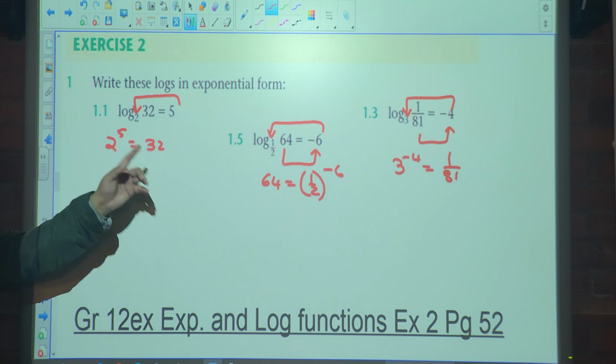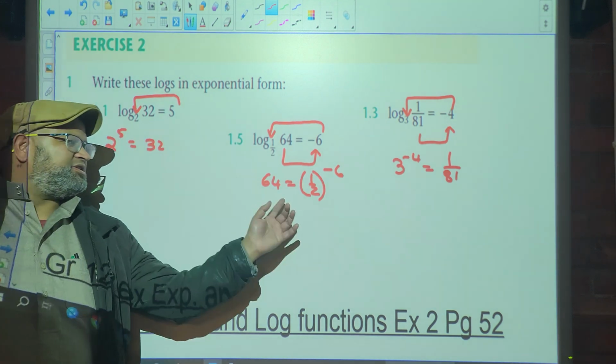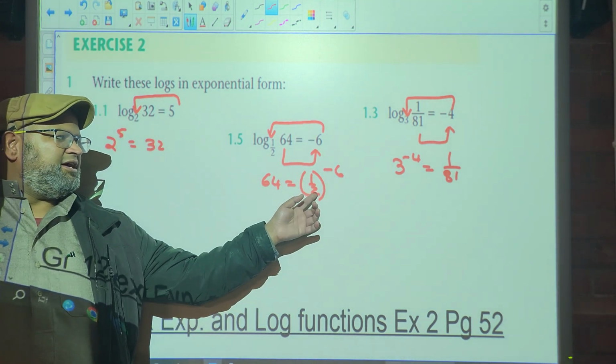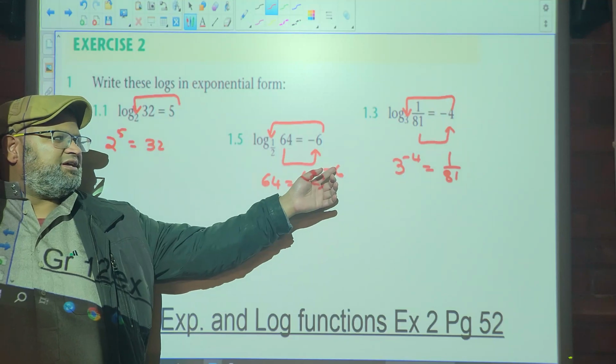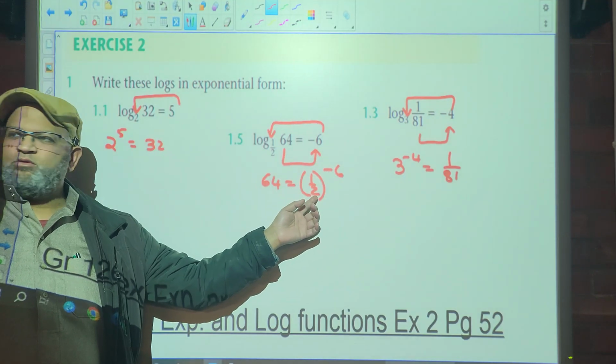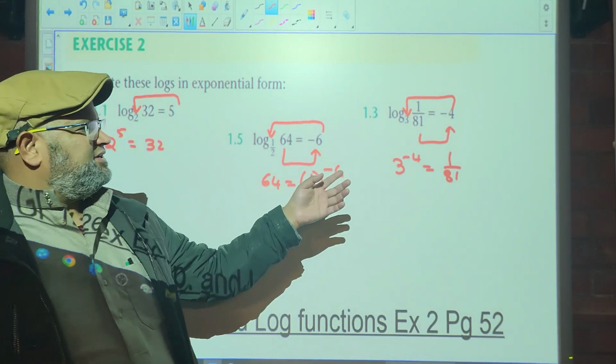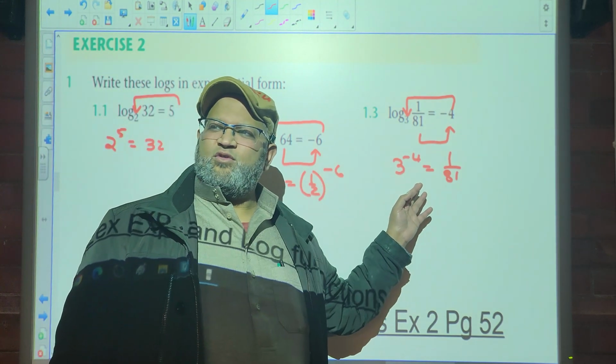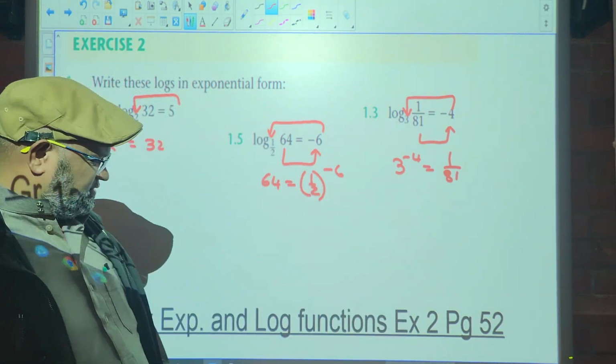And all of that can be tested on your calculator. That we know it's 32. So that's going to be 2 to the 5, which is 32. And the half to the negative 6 will be 2 to the 6, which is 64. And that's going to be 1 over 3 to the 4, which is 1 over 81, which is correct.